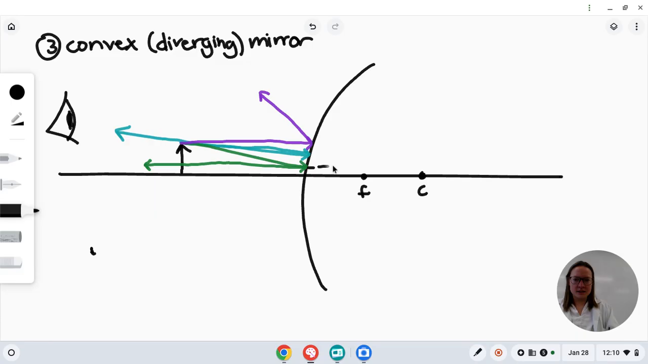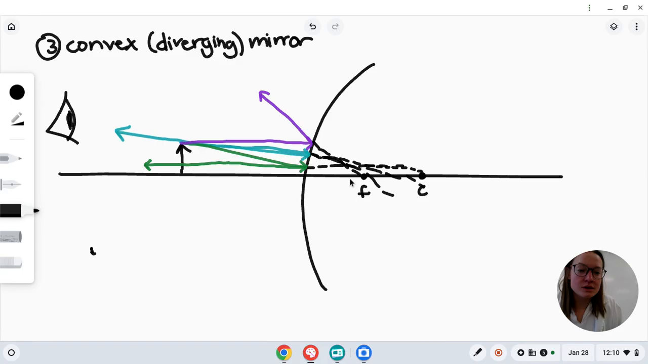Okay, this should actually go through F here. Now, here's where my drawing is bad, and this is where I have said again and again, you do actually need a ruler here. Because if you don't have a ruler, these light rays here are not going to converge where they're supposed to, and you need them to converge.